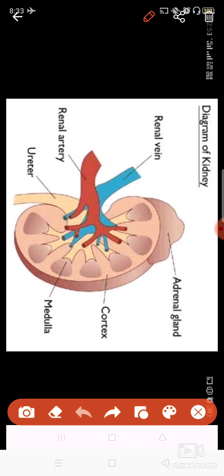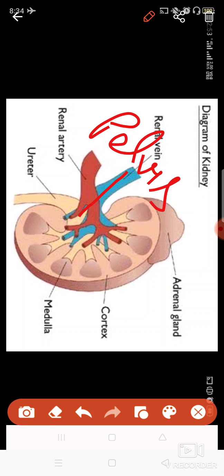This swollen portion is known as the pelvis. All the urine which is formed here in the medulla part, where the nephrons are located, is passed on to the calyx, and then from the calyx it goes to the pelvis region, and from the pelvis region it goes into the ureters. So this is the structure of the kidney.